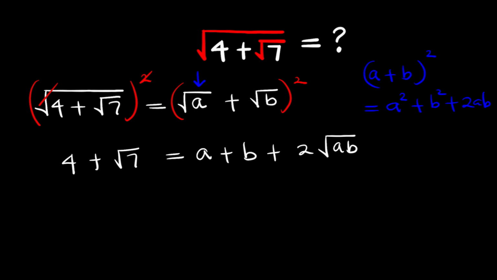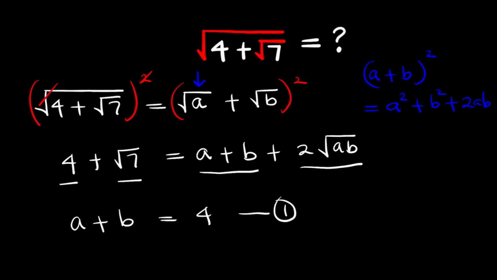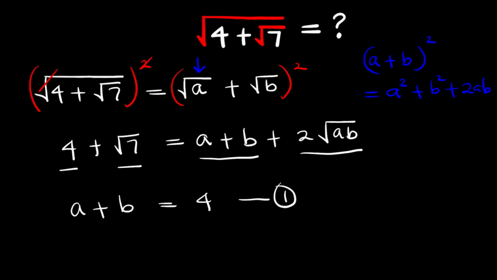Then we use equality of surds to equate a plus b to 4, and then 2 root ab to root 7. So a plus b here is 4. Let's call that equation 1. And then 2 root ab, equate it to root 7 and call it equation 2.